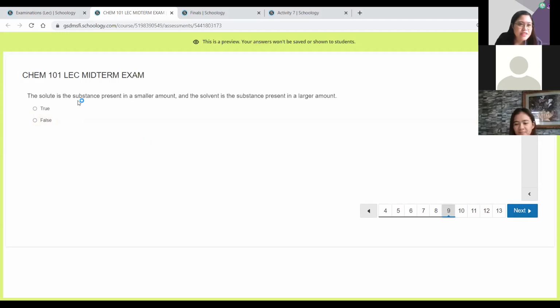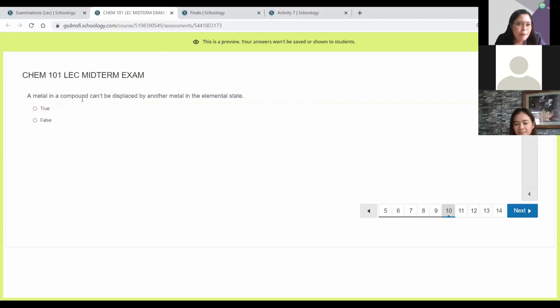Next, the solute is the substance present in a smaller amount, and the solvent is the substance present in larger amount. So this one is basically true. Again, this one is true. Most of the time, our solute is present in smaller amount than the solvent.